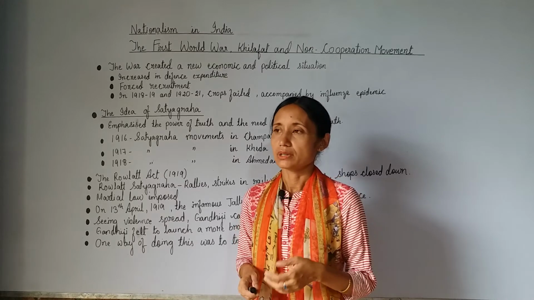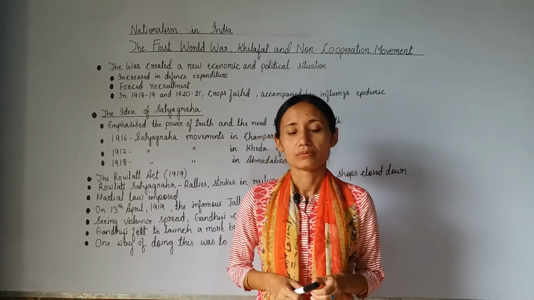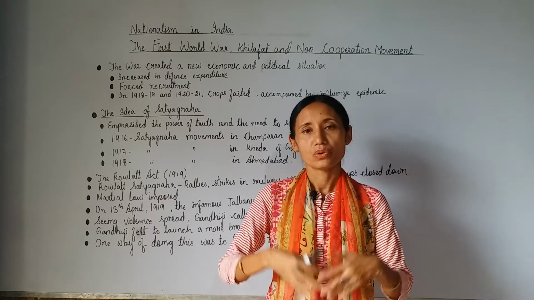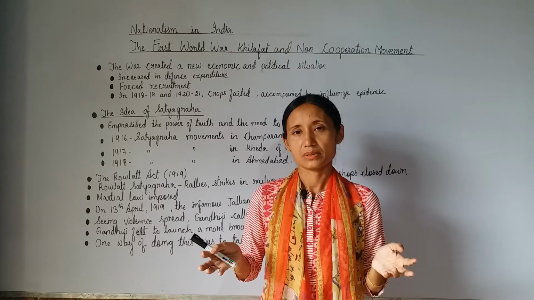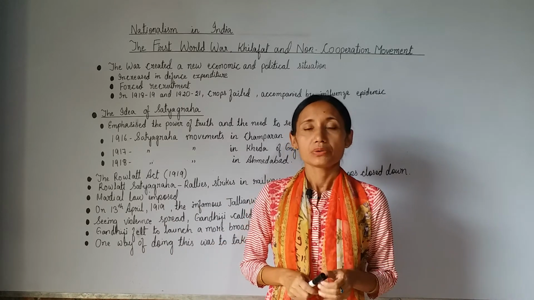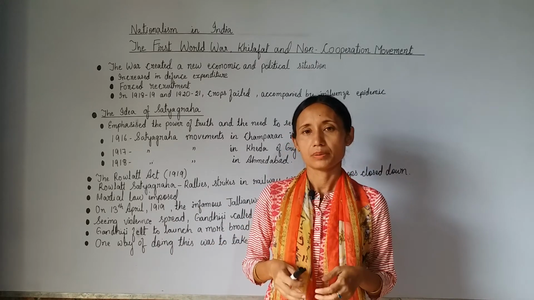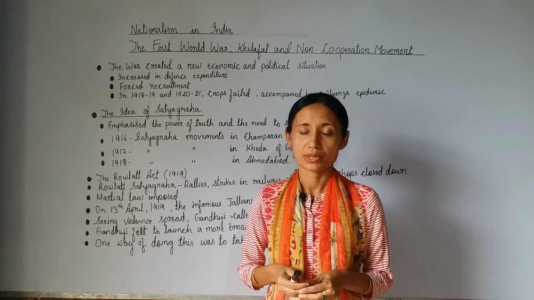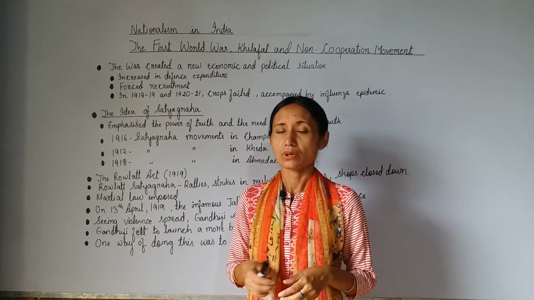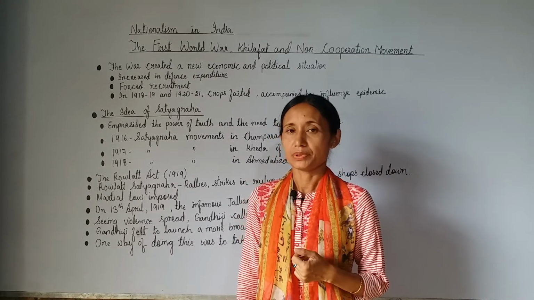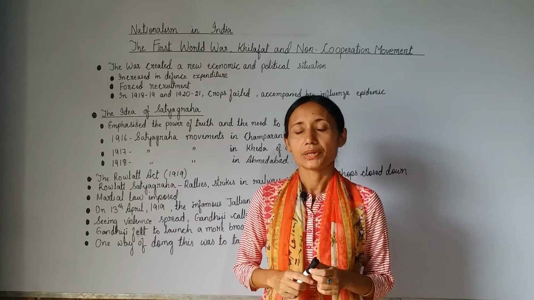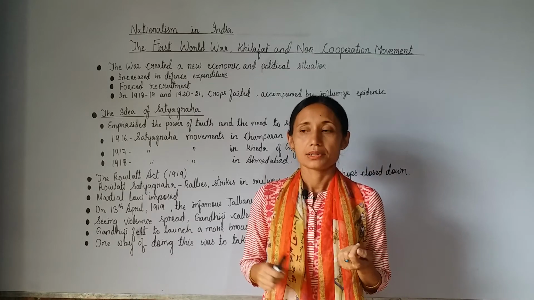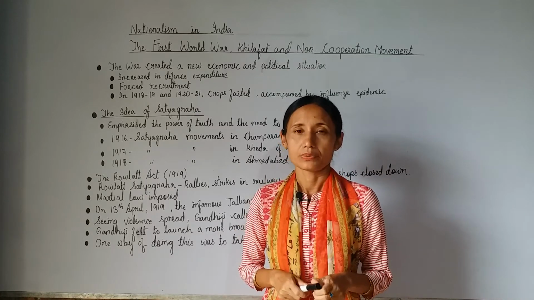After the Rowlatt Satyagraha was called off, Gandhiji thought to start another movement, one that was more nationwide and more broad-based. In order to make the movement successful, Gandhiji decided to unite Hindus and Muslims together. In those days, the war had ended with the victory of the Allied powers, and the Central powers were defeated.